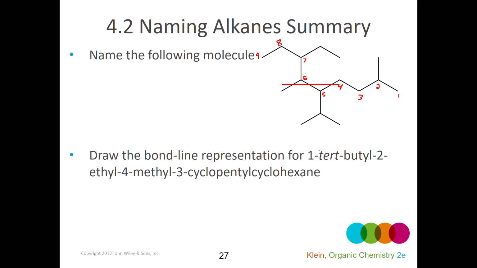Okay, so my parent chain is nonane. I've got a 2-methyl. I've got a methyl group on carbon 2. I've got an isopropyl or a 1-methyl ethyl on carbon 5. I've got a methyl on carbon 6. And I have an ethyl, a 2-carbon group on carbon 7.